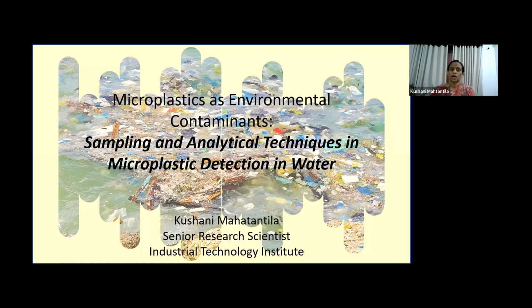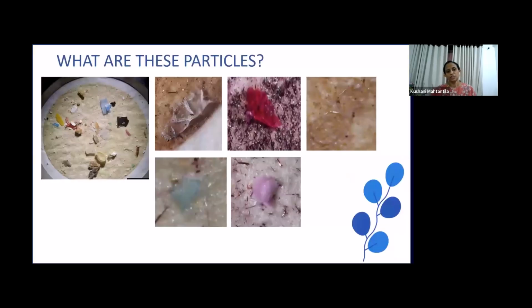So I'm planning to talk about the sampling and analytical techniques in microplastic detection in water systems. So what do you think? What are these particles? The red particles, yellow ones, green, the blue particles. What are those particles? Actually, those are particles we collected last year from Canyon River. These are fibers, foam, sheets, and fragmented particles. They are all microplastic particles.